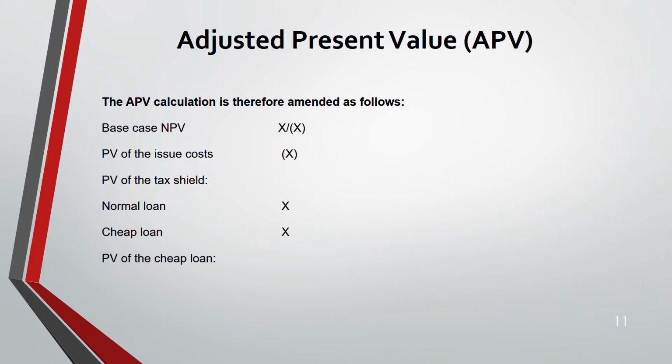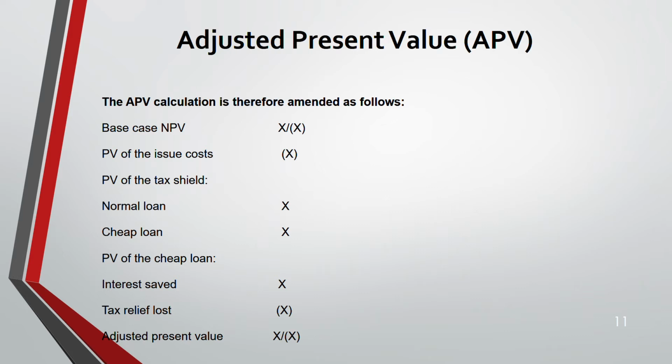One is the tax, one is the loan itself, the interest we are talking about. Please understand that these are two different things. Present value of the cheap loan: how much interest you have saved, that you will be adding. And then the tax relief that you have lost because of the cheap loan. And then the final figure is known as adjusted present value.